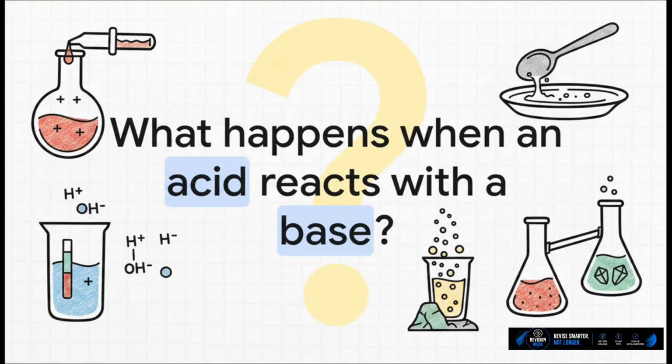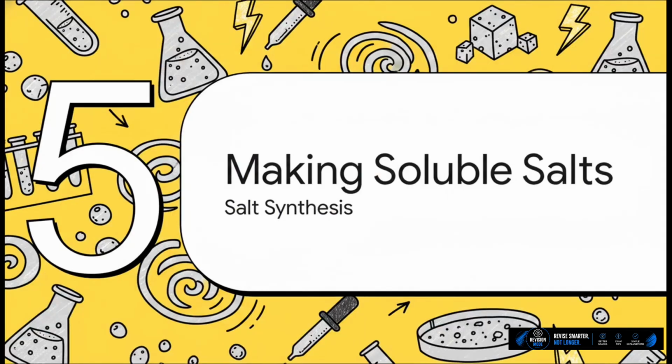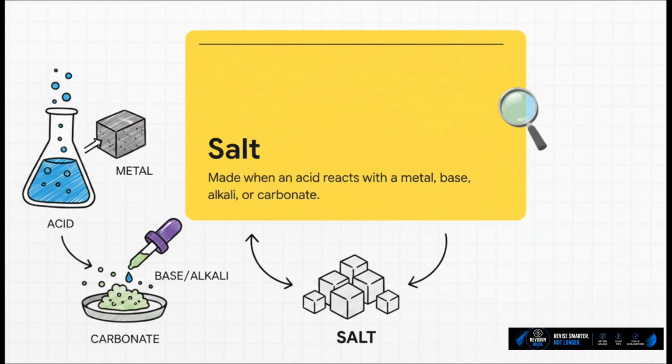This brings us to a pivotal question, and really the main event of our explainer. We know what acids are, we know how to measure their strength, we know how to read their state symbols, but what actually happens when an acid reacts with a metal, a base, an alkali, or a carbonate? Let's find out in Section 5, making soluble salts. The crucial takeaway here is this definition. A salt is simply the substance made when an acid reacts with a metal, base, alkali, or carbonate. That is the ultimate goal of these specific chemical reactions.